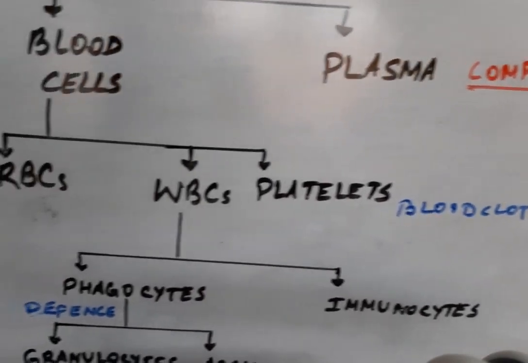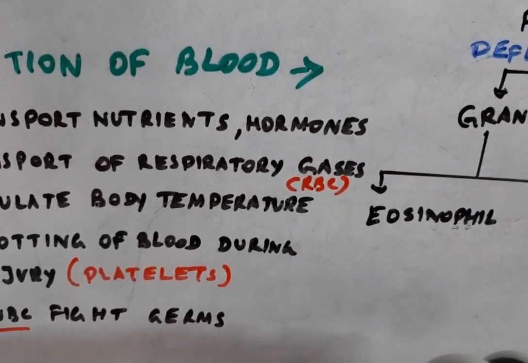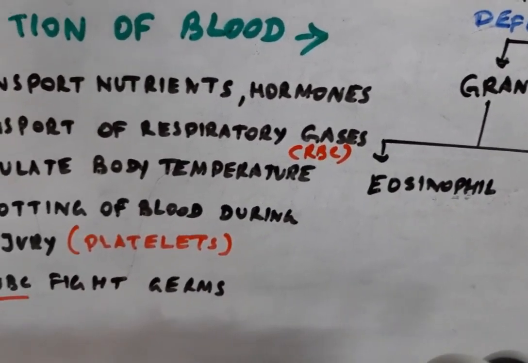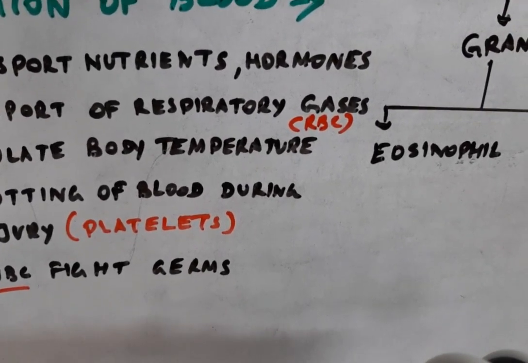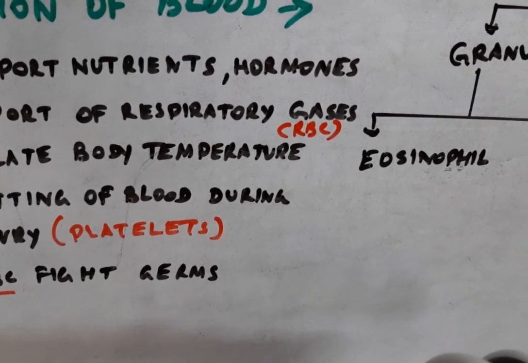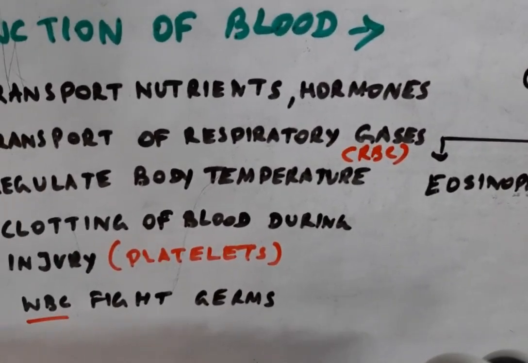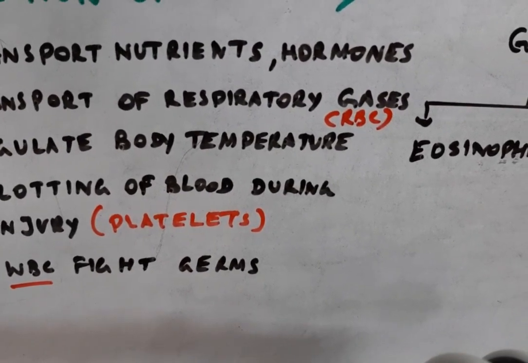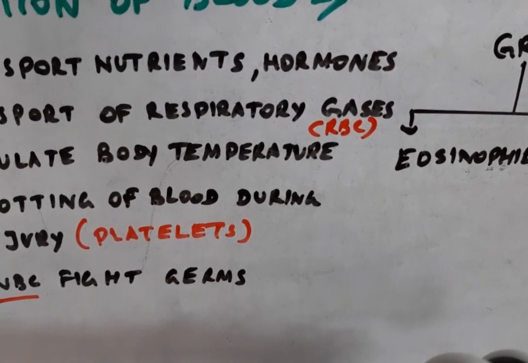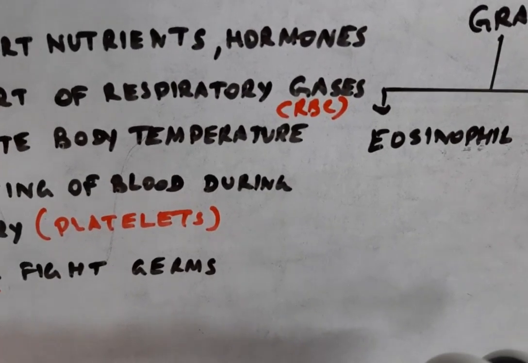Next, have a look at the functions of blood. Blood is a very important fluid connective tissue in our body that transports nutrients and hormones from one part of the body to the other. It also transports metabolic waste from the tissue to the liver and kidney. The next point of functions is the RBC. RBC help in the transportation of respiratory gases from lungs to tissues.